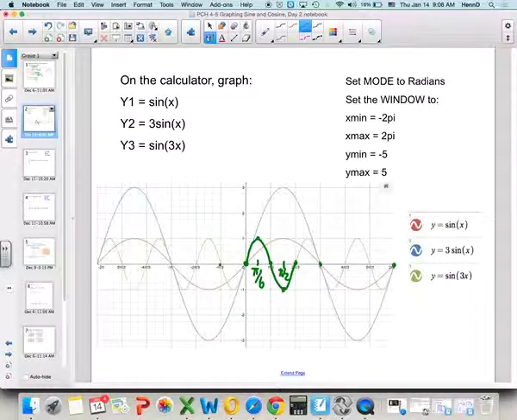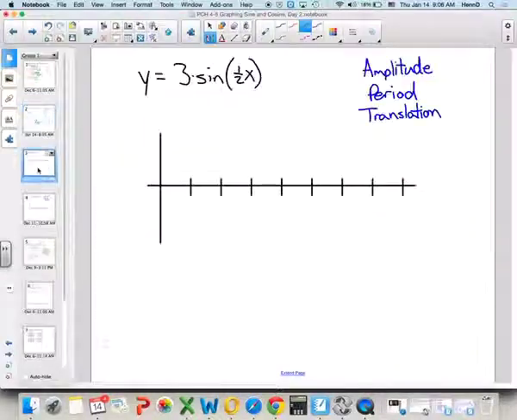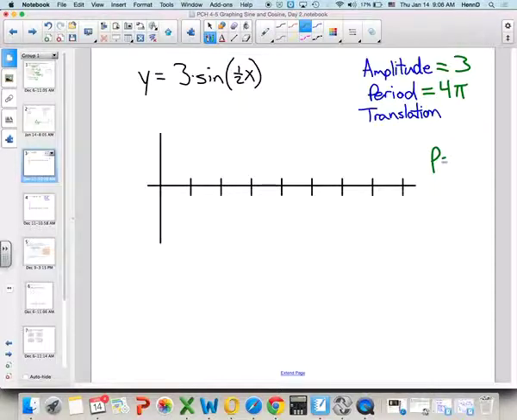So let's try a couple of these. Here we have one, 3 times sine of 1/2 x. What I'd recommend doing is writing this down every time. What's my amplitude? What's the period? What's my translation? Okay? So what is the amplitude? 3. What's the period? 4 pi, okay? The period is 2 pi divided by 1/2. So you flip and multiply and it's 4 pi.